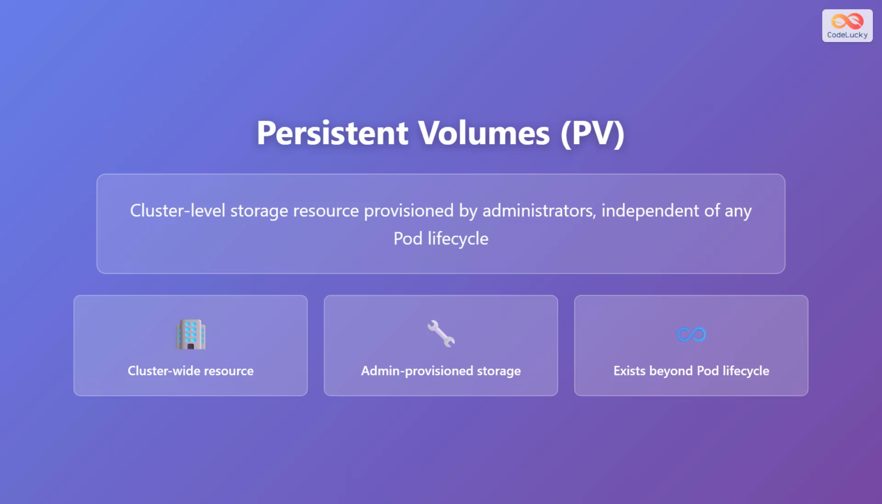First, they are cluster-wide resources, meaning any pod in any namespace can potentially use them. Second, they represent admin-provisioned storage, typically backed by network storage systems or cloud storage services. Third, they exist beyond the pod lifecycle, so data persists even when pods are deleted and recreated. Persistent volumes provide a way to decouple storage management from application deployment, giving administrators control over storage provisioning while allowing developers to consume storage on demand.